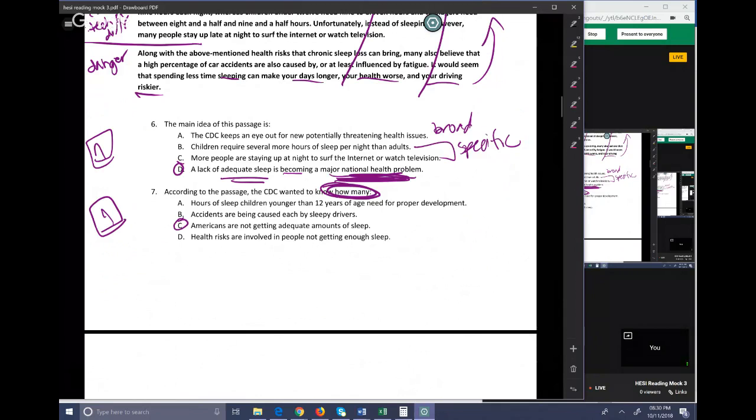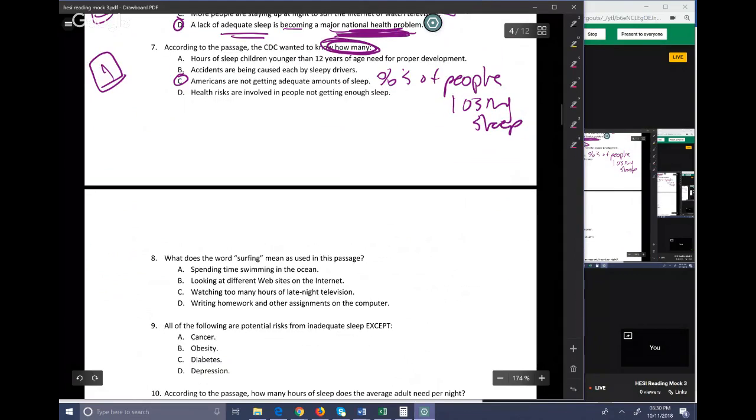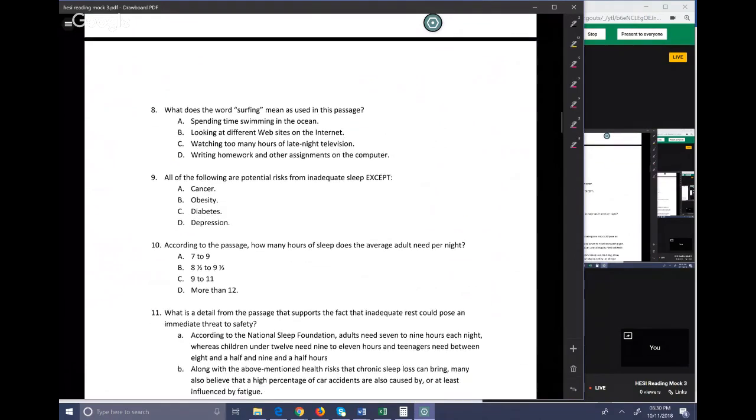So the study was about, what I wrote here was percents of people losing sleep. So that was the key focus. They did talk about the effects as well, but what they sought information-wise was how common is this? They did a study to find out how common the issue is.